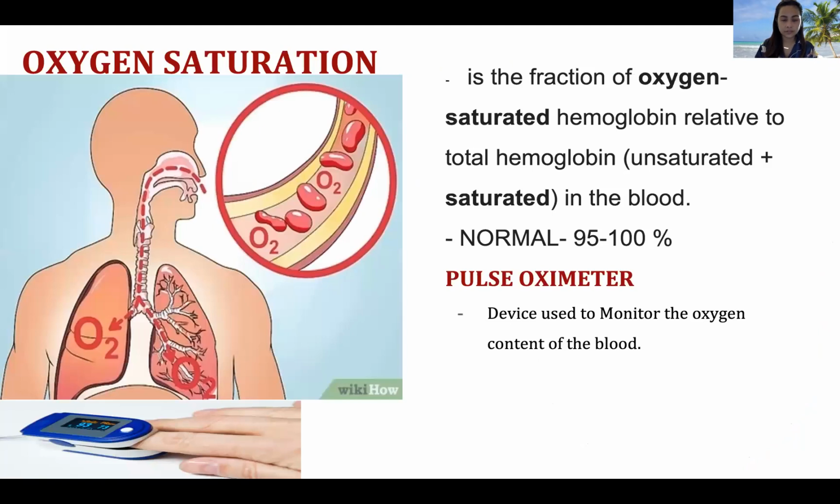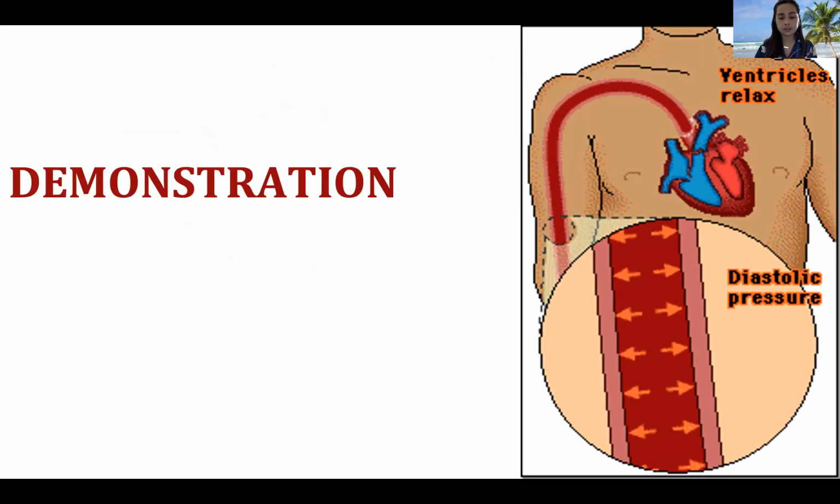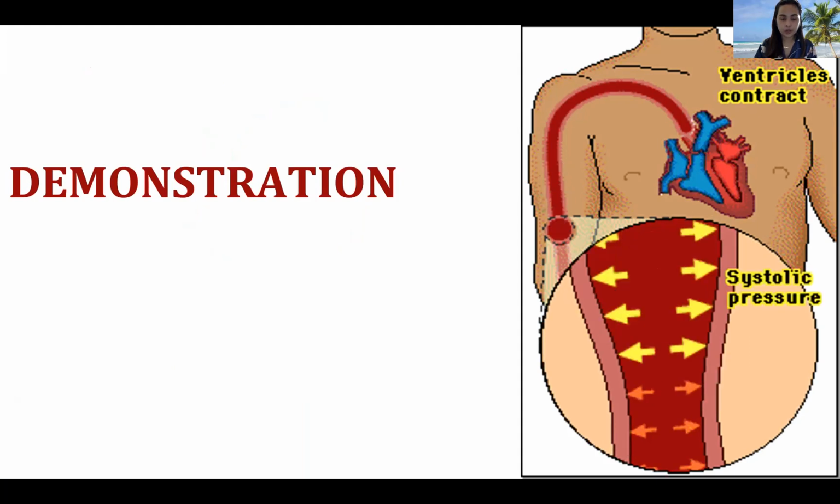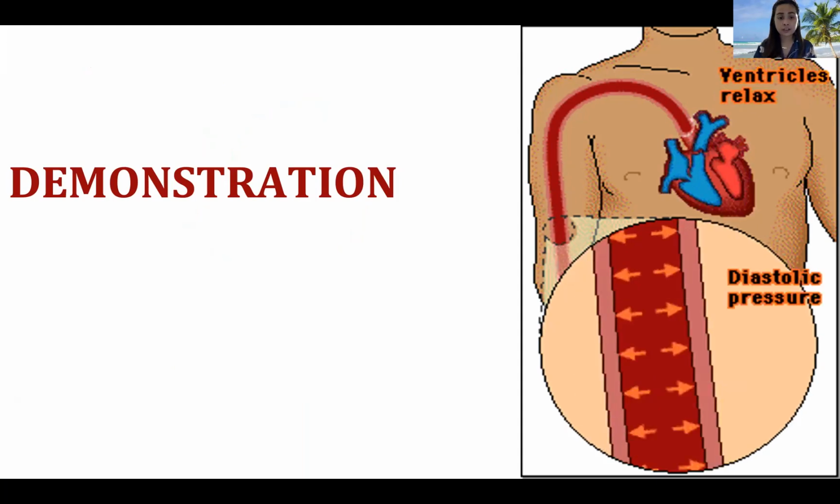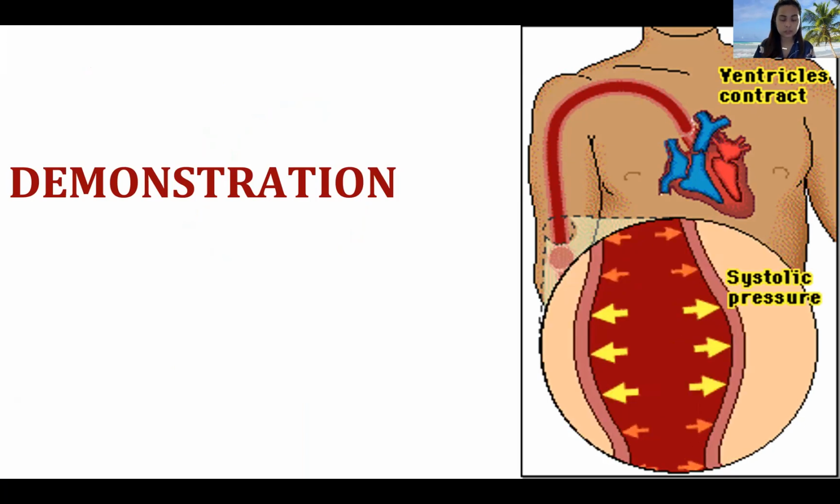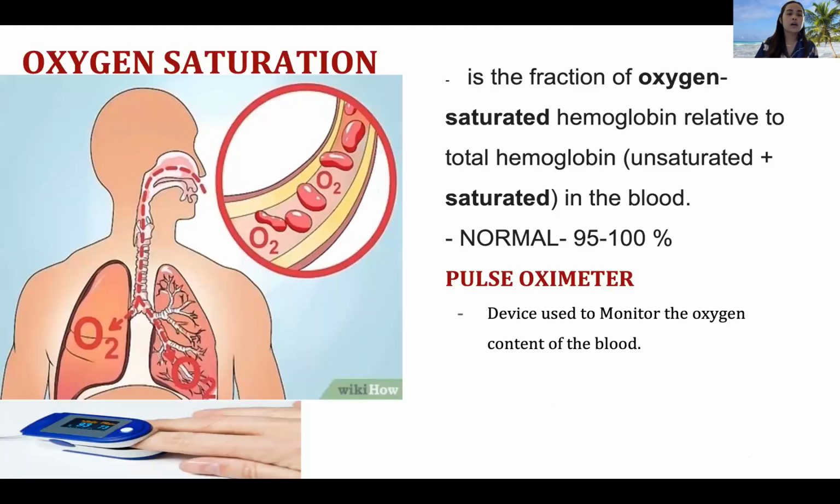So I'll discuss all of this. Next is oxygen saturation. I hope you understand the blood pressure, and you will fully understand it if we do it during demonstration. Don't worry. Oxygen saturation is the fraction of oxygen saturated hemoglobin relative to the total hemoglobin in the blood. Okay, in short, it is the amount of oxygen in the blood.